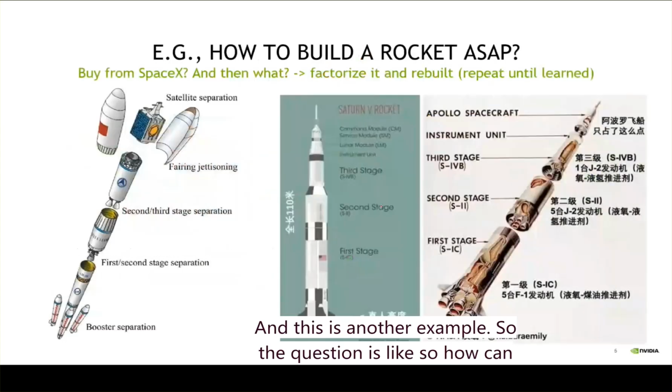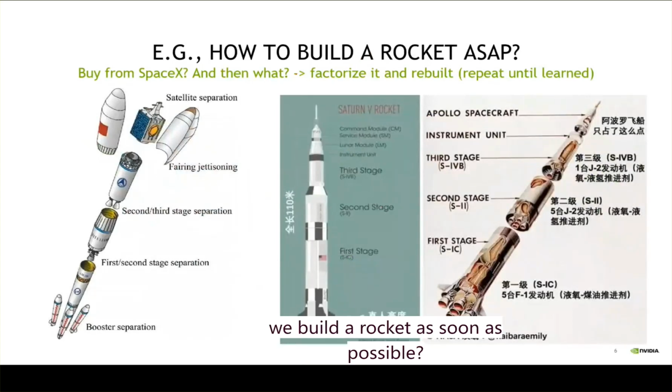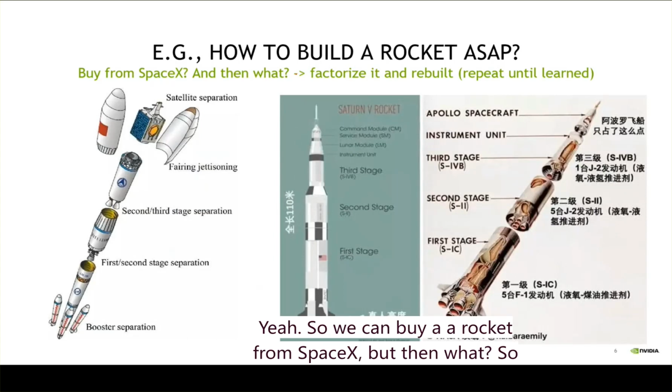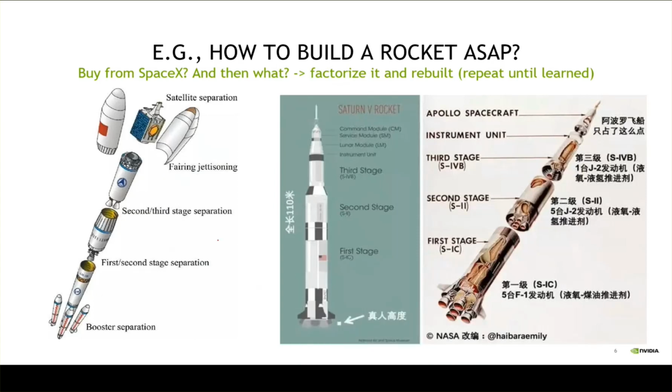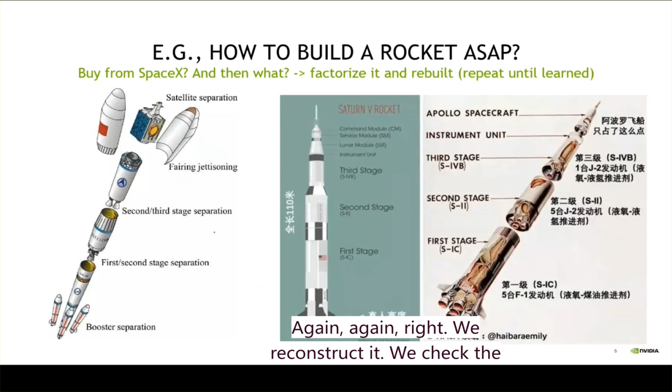And this is another example. The question is, how can we build a rocket as soon as possible? We can buy a rocket from SpaceX, but then what? Our target is not only to use the rocket, but we want to build it from zero, right? And the only way is that we buy one existing rocket, we factorize it into pieces again and again. We reconstruct it, we check the function, and then we factorize it again and again until we learn how to build the rocket. But the real world is never that easy, this is just to express the basic idea.